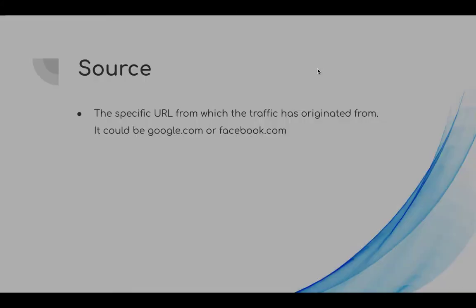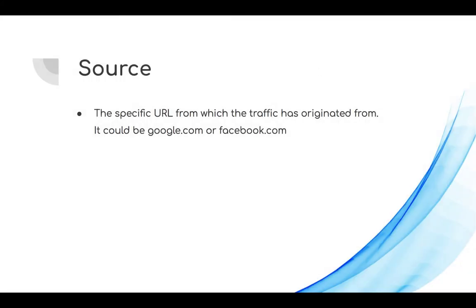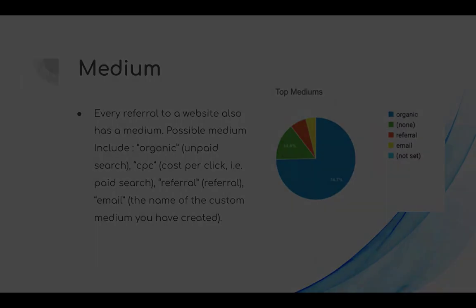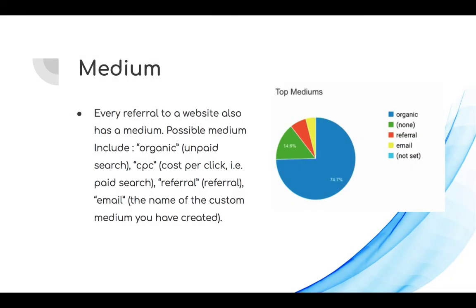The next one is source. Source is the specific URL from which the traffic has originated. It could be google.com or facebook.com. Source of traffic can be very lengthy and it can contain a lot of sites. To solve this, there is something called medium. What medium does is show you the type of source that you are getting traffic from. Some examples include organic, referral, email, things like that.